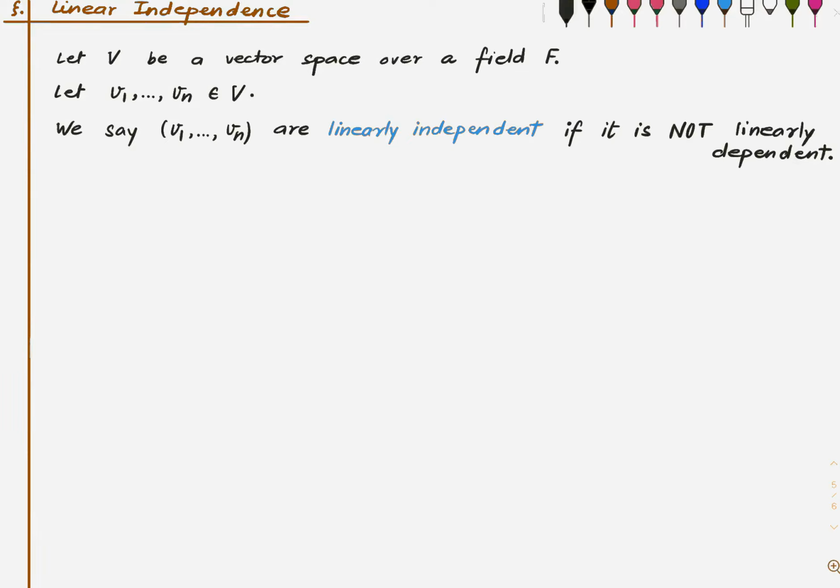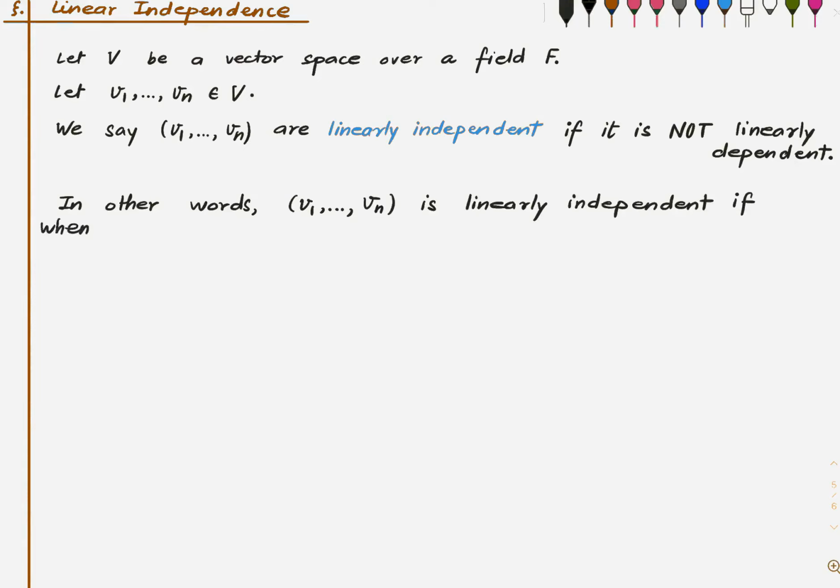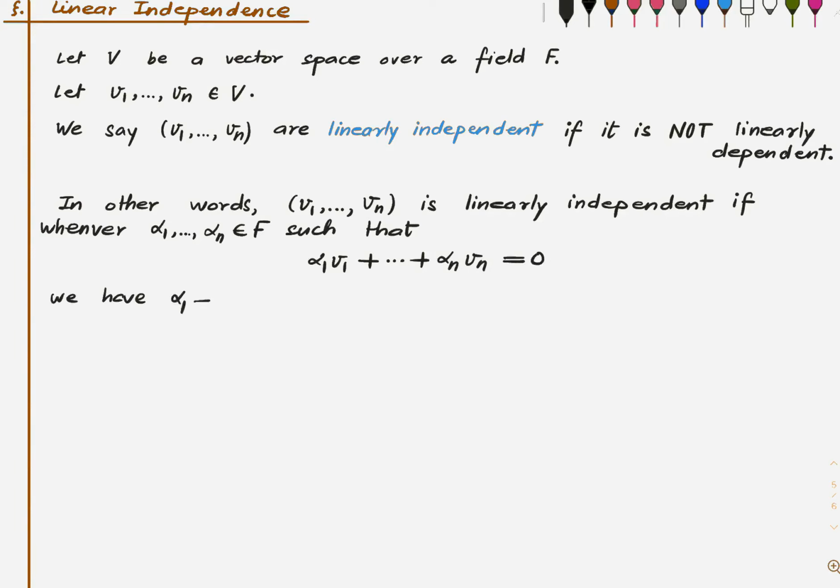So in other words, this list is linearly independent if whenever we have scalars such that the corresponding linear combination vanishes, we have all these scalars are 0. So the only linear combination that vanishes is the trivial one. That's what it means. Okay?